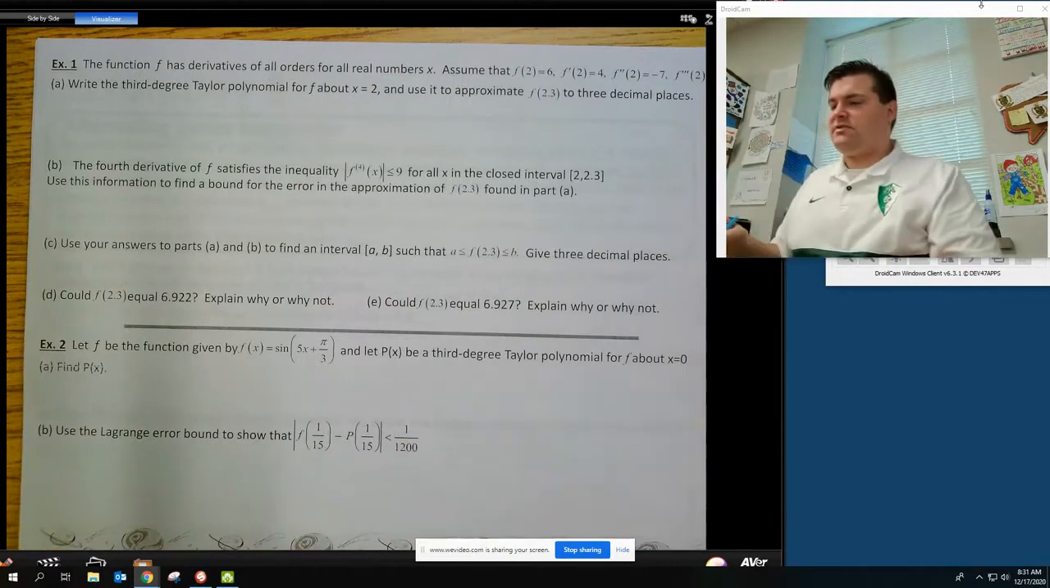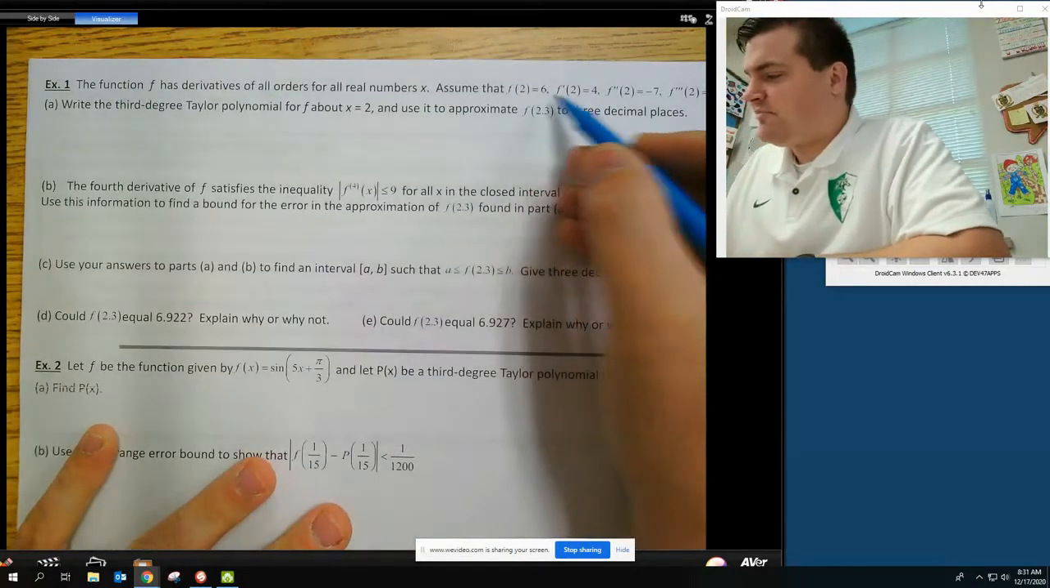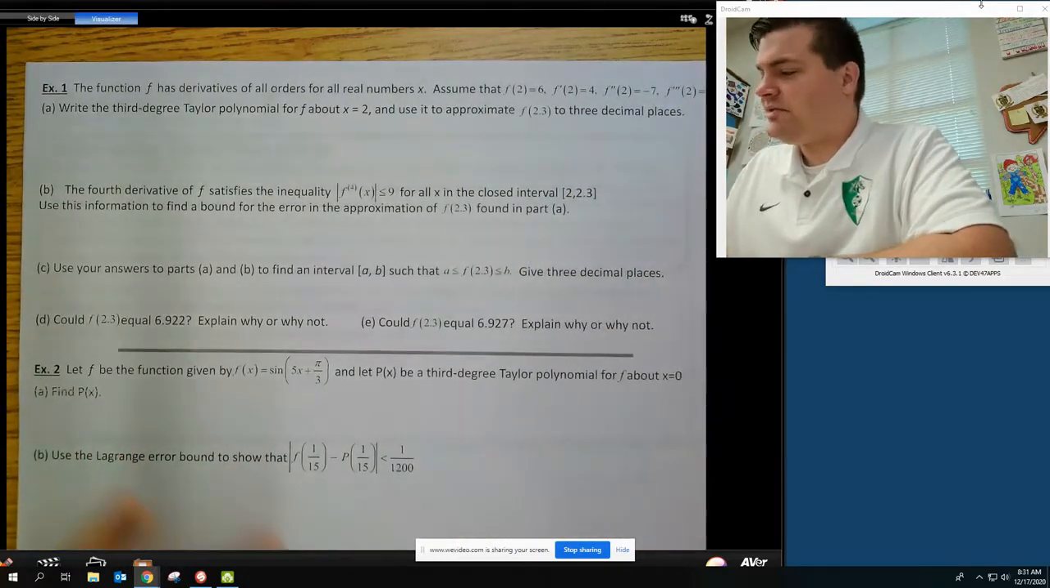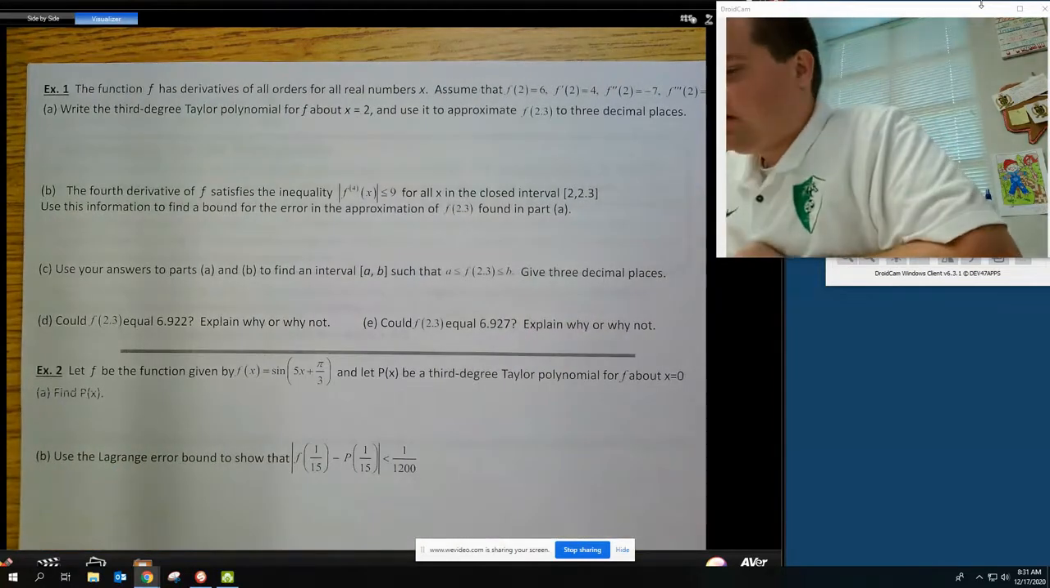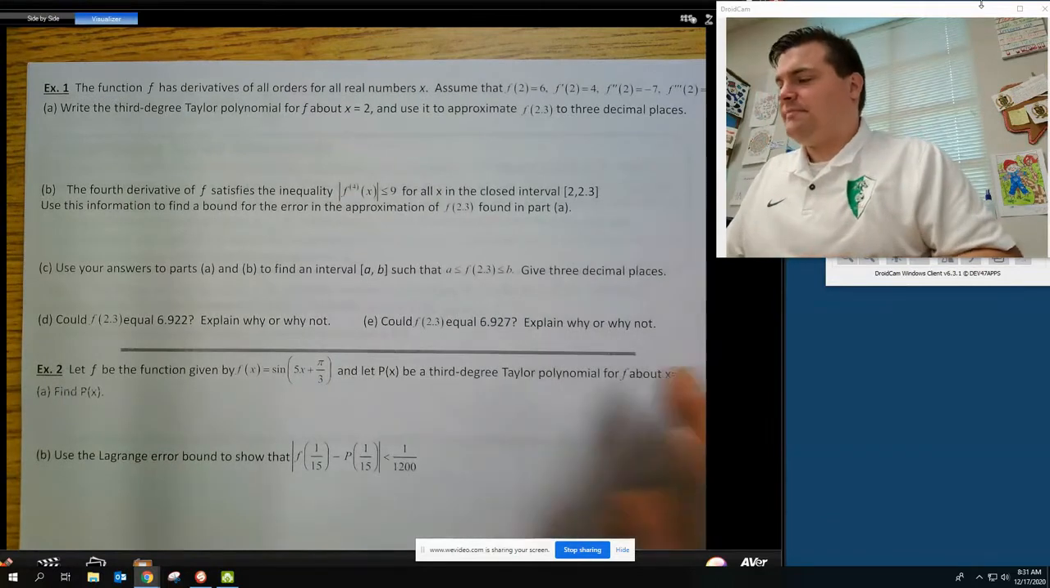Function f has derivatives of all orders for all real numbers x. Assume that we have f of 2 is 6, f prime of 2 is 4, f double prime of 2 is negative 7, f triple prime of 2 is 8. Write the third degree Taylor polynomial for f about 2, and then use it to approximate f of 2.3 to 3 decimal places.